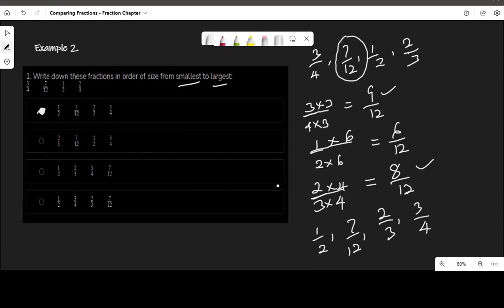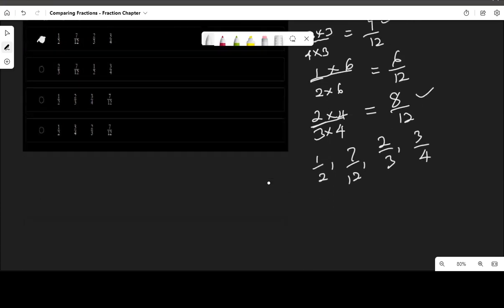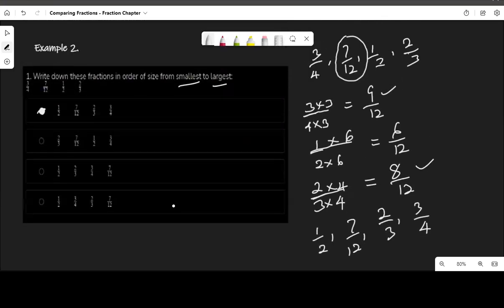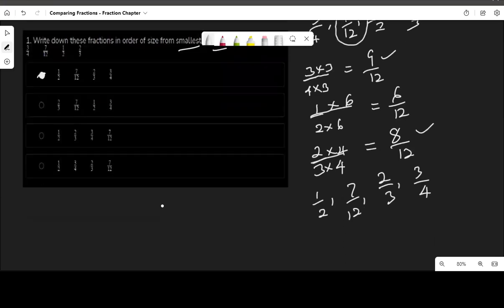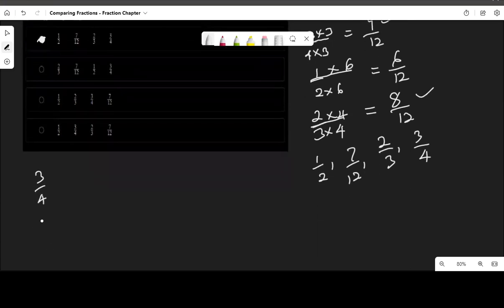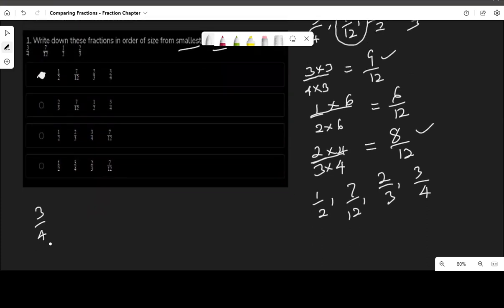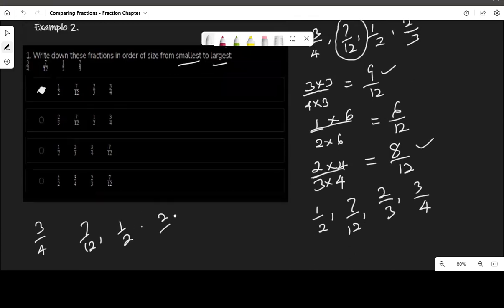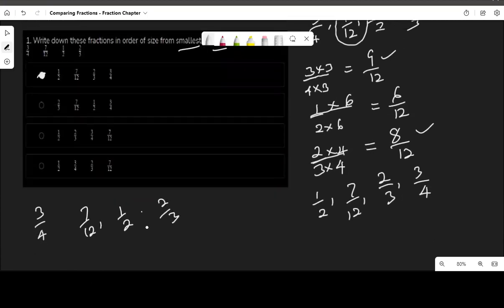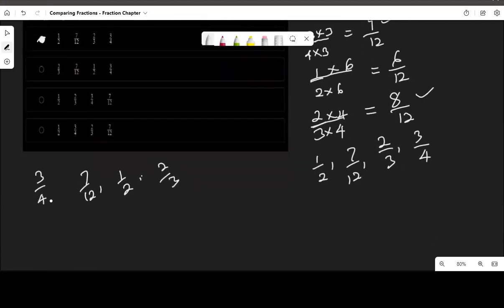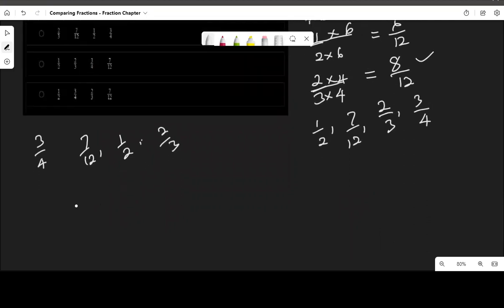Okay, now let me use the other method since I said I was going to use these two methods. The other method is to multiply each of the fractions by their LCM. Again, I will write the fractions here. The first fraction is 3 over 4. The second fraction is 7 over 12. Then 1 over 2, and then 2 over 3. So I'm going to multiply each of these fractions by their LCM. The LCM of 4, 12, 2, and 3 is 12 itself.